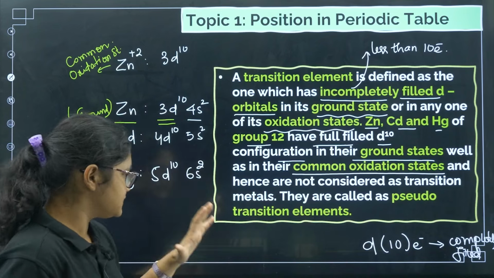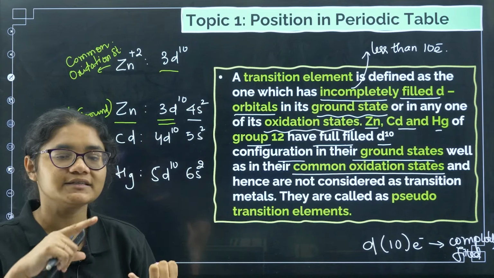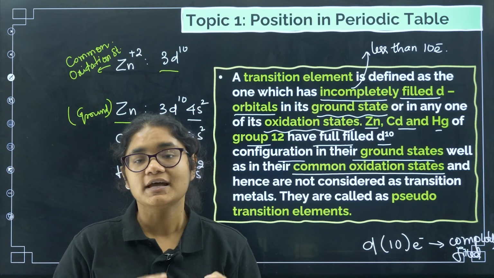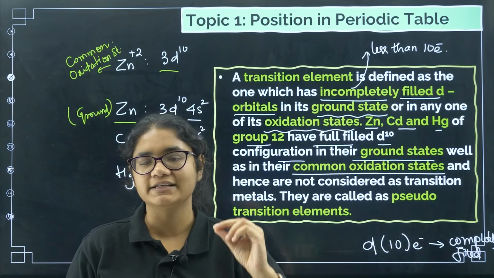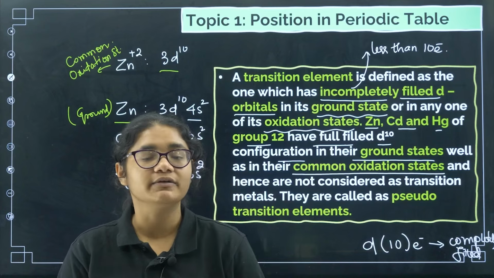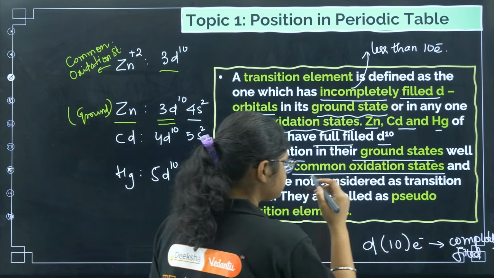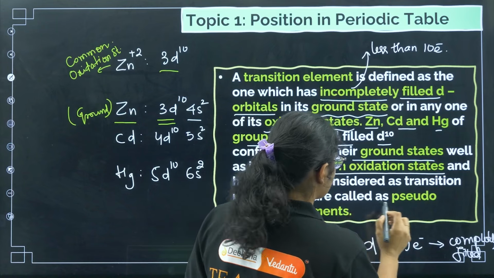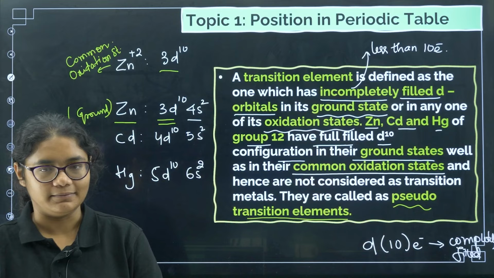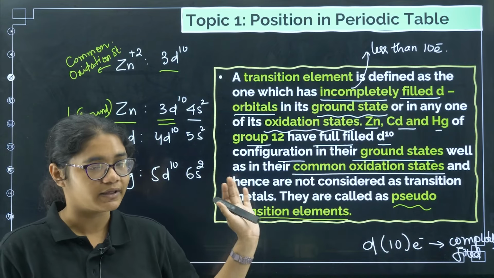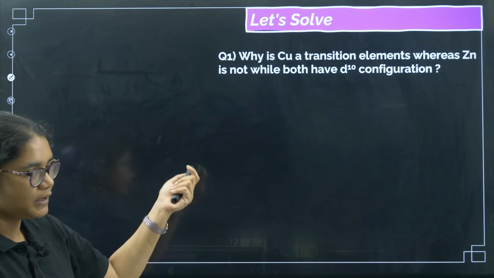Now for example, zinc has a fully filled d orbital both in its ground state and also in its common oxidation state. The common oxidation state of zinc is +2. So in both these states it has a fully filled d orbital, so we cannot call it a transition element. So what is the name given to them? Therefore they are called pseudo transition elements. Questions have been asked from here, so it is very important. Now let us move to one question from here.